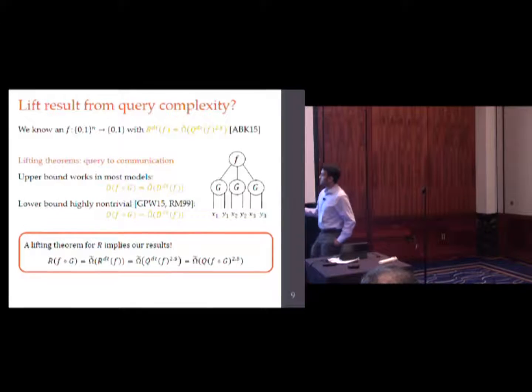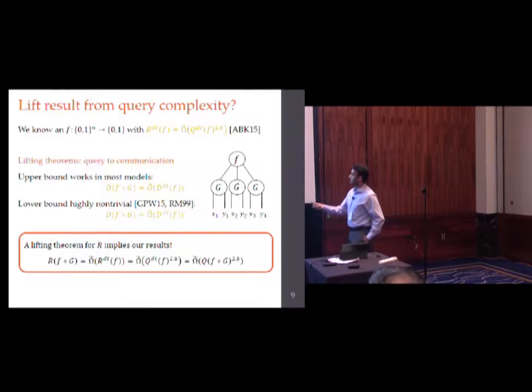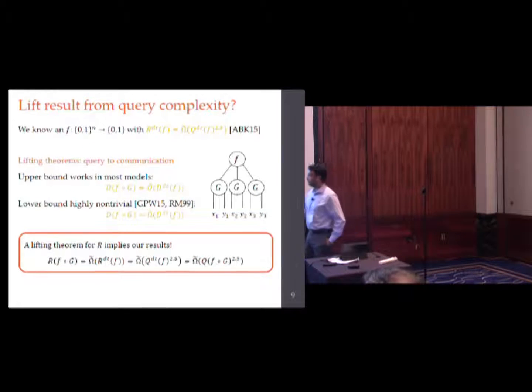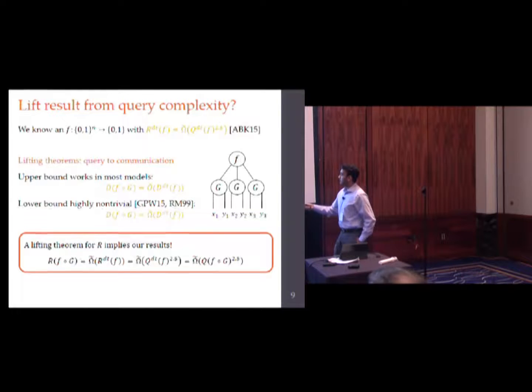And how does that work? A lifting theorem for randomized communication complexity would prove our result using these 3 inequalities. The first one is just the statement of the lifting theorem, that the communication complexity of the problem is lower bounded by the query complexity of the problem. This guy is a power 2.5 bigger than the quantum query complexity of the problem. This is the query result that we know to be true. And this guy is lower bounded by the quantum communication complexity of the problem.